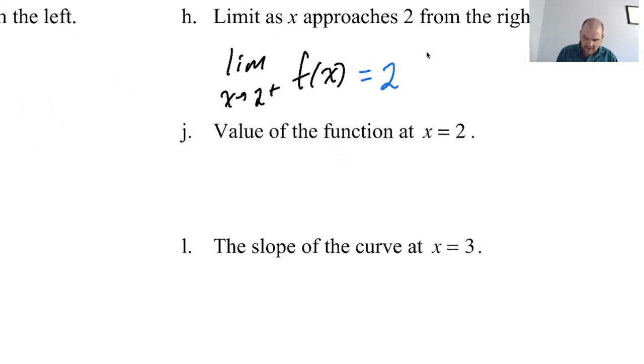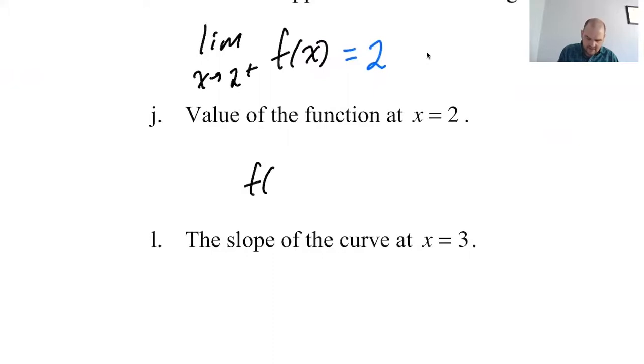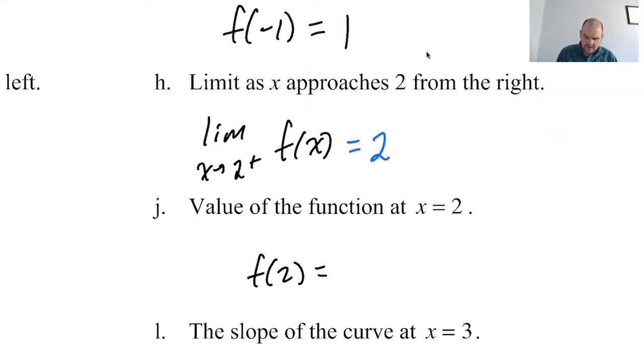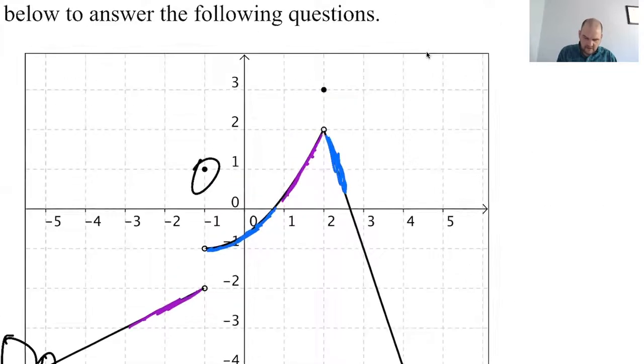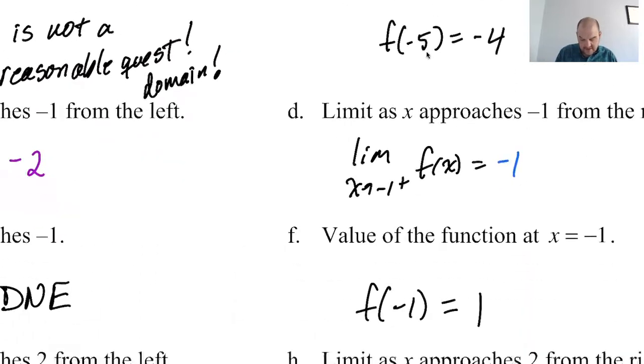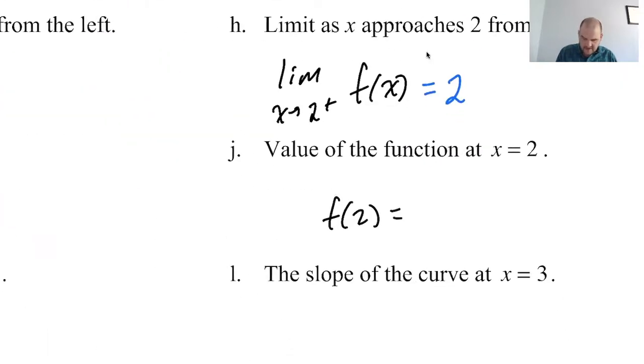The value of the function at x equals 2, so that's f of 2, let's go back to the graph. f of 2 is 3 for some reason. Who knows what the reason is, but it is what it is, and there's nothing we can do about that. So 3.